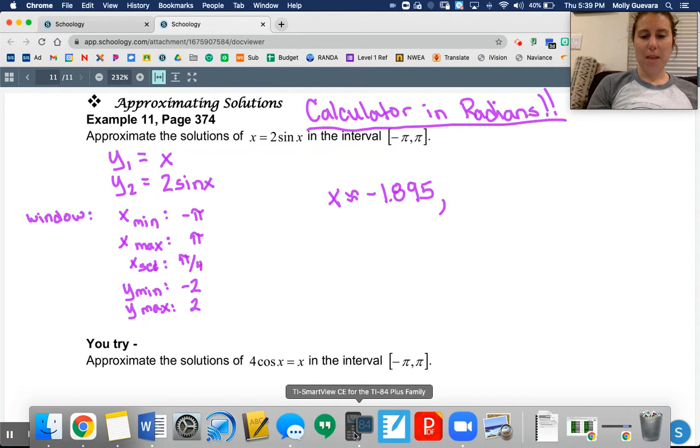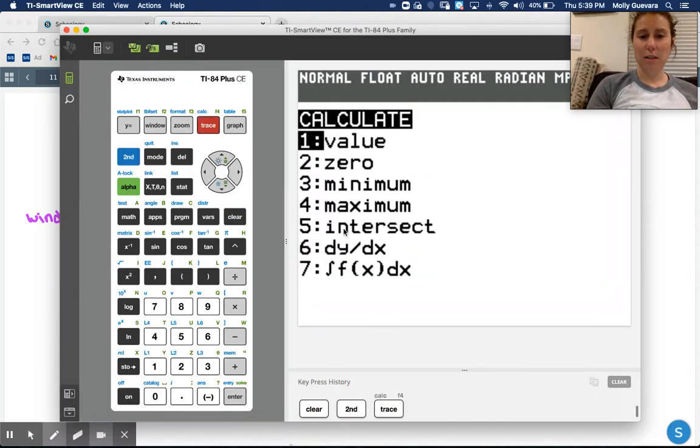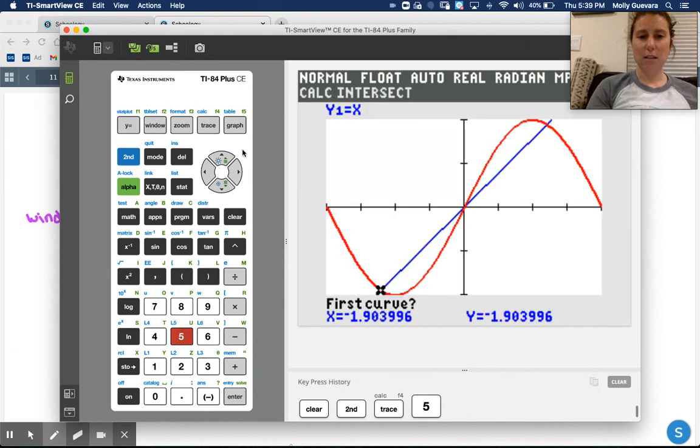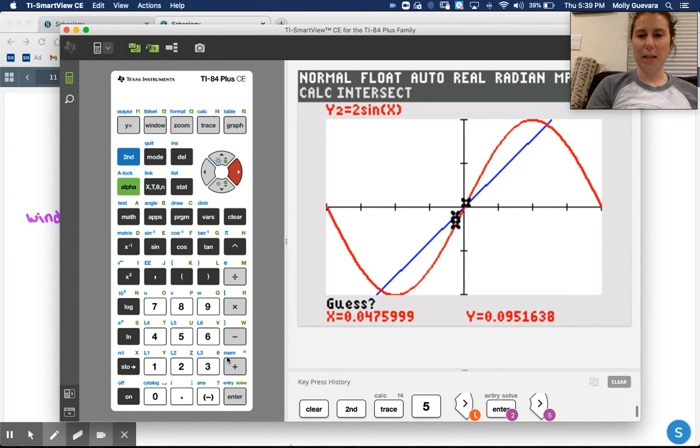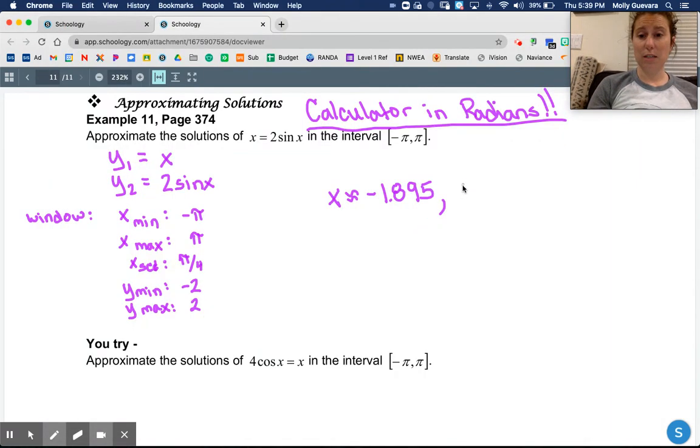Now I have to do all of that again. So I'm going to go second, trace, number 5, intersect. And it says, is this the right line? And I say yes. And it says, is this the right line? I say yes. And then on my guess, I'm going to get kind of close. And 0 is the next one. So 0.